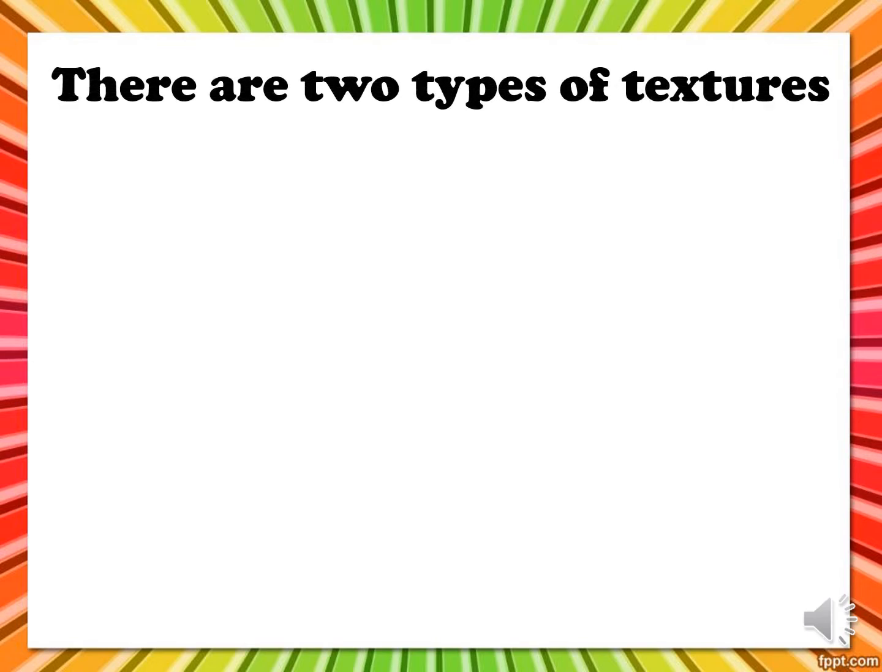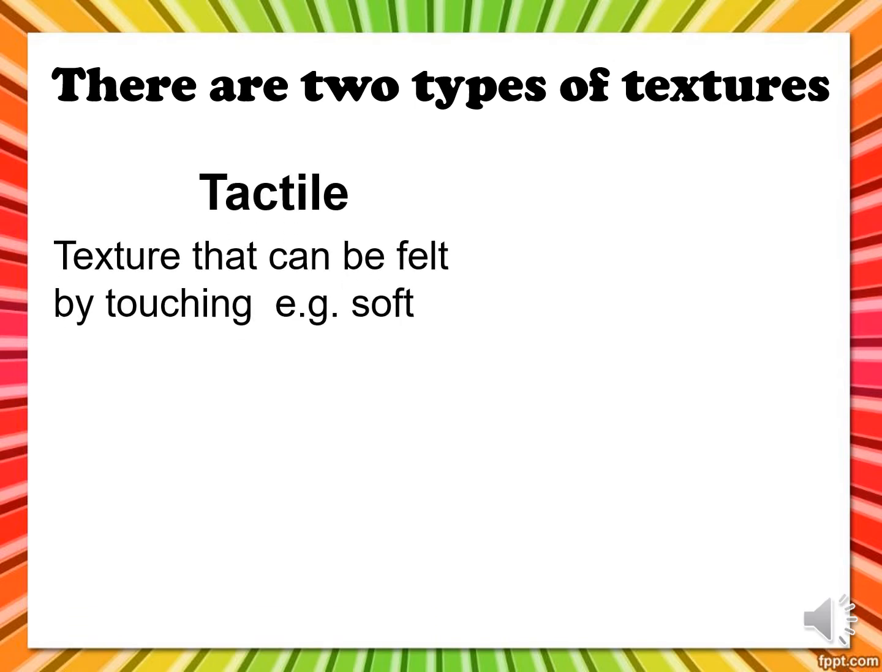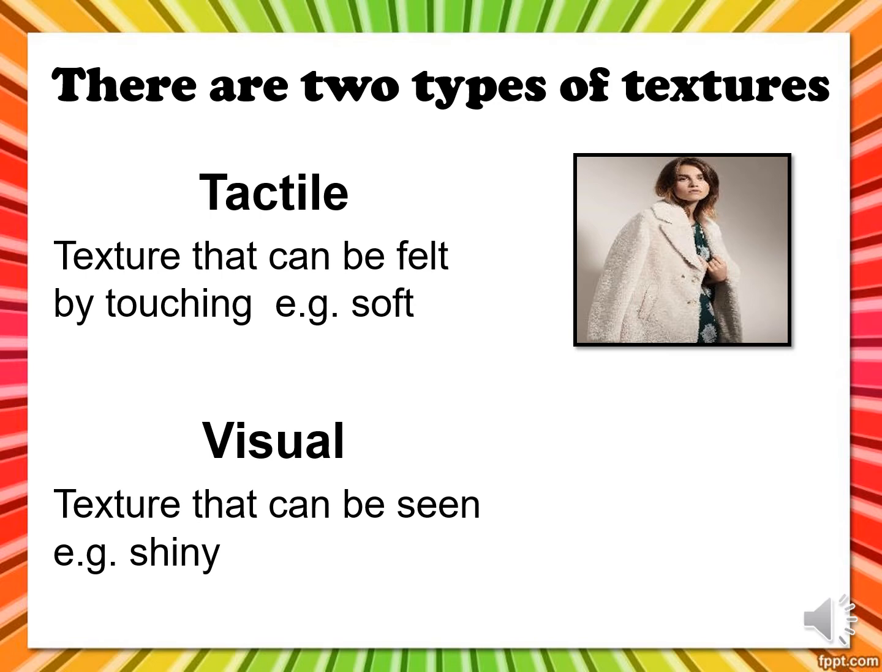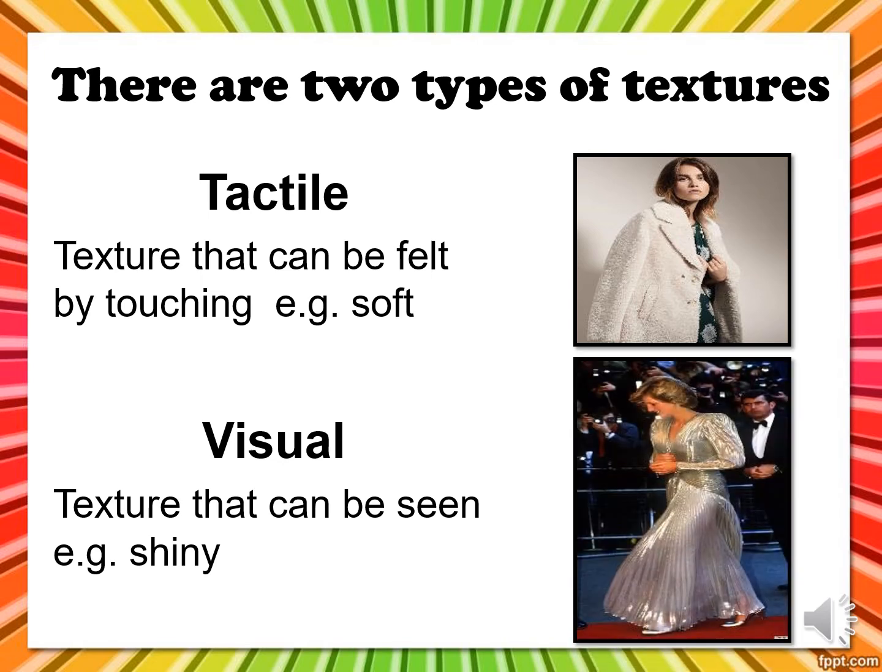There are two main types of textures. Tactile. What do we mean by tactile? Tactile are textures that can be felt by touching. And an example is softness, as seen in this sweater. The other type is visual. Texture can be seen. So, one example of a visual texture is shiny, as you observe in the picture.